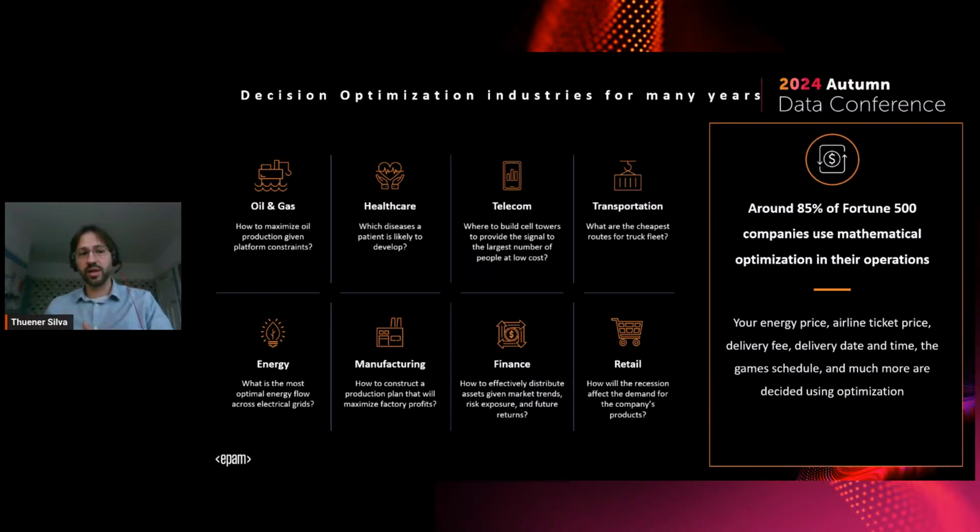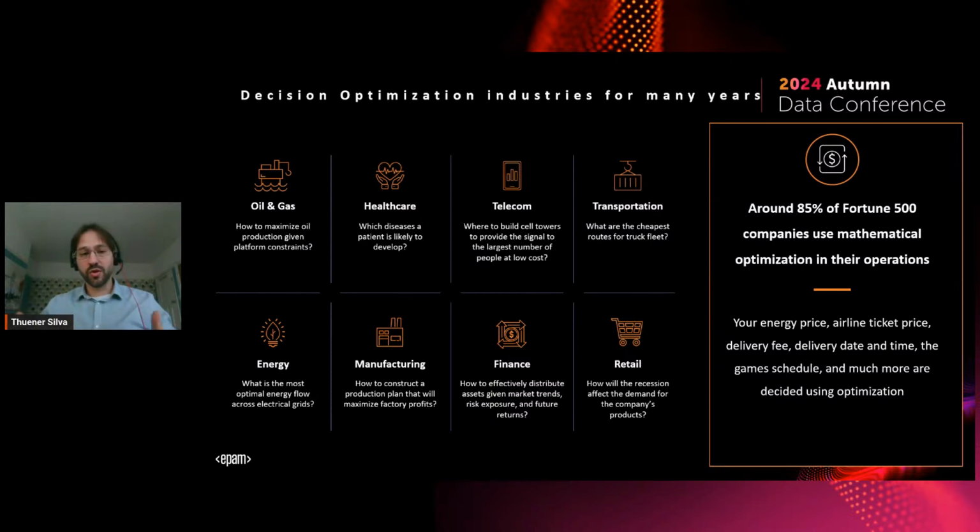But what kind of applications can we do with decision optimization, right? There are many. Decision optimization has been used for years in several industries. For example, if you think about oil and gas, the way that they maximize oil and gas extraction is through the optimization process, right? So how can they extract the most oil given the constraints that they have on the platform? Healthcare, telecom, where you put your towers, right? Where you decide to put your towers is a very important strategic decision process, right? So you use optimization for that.